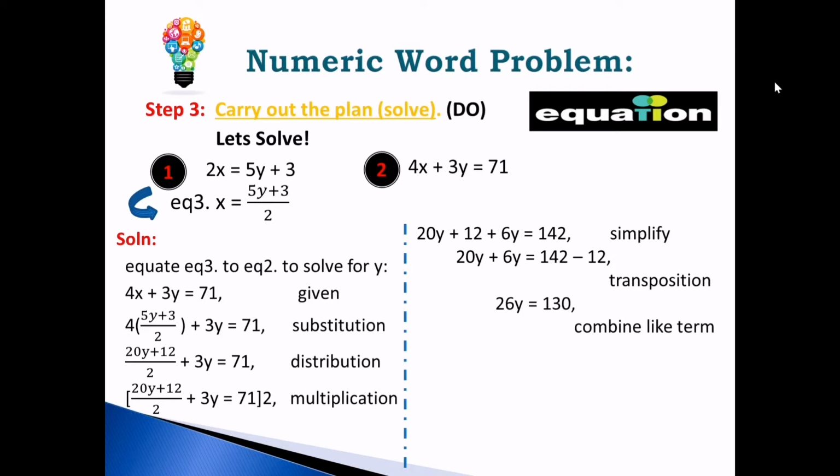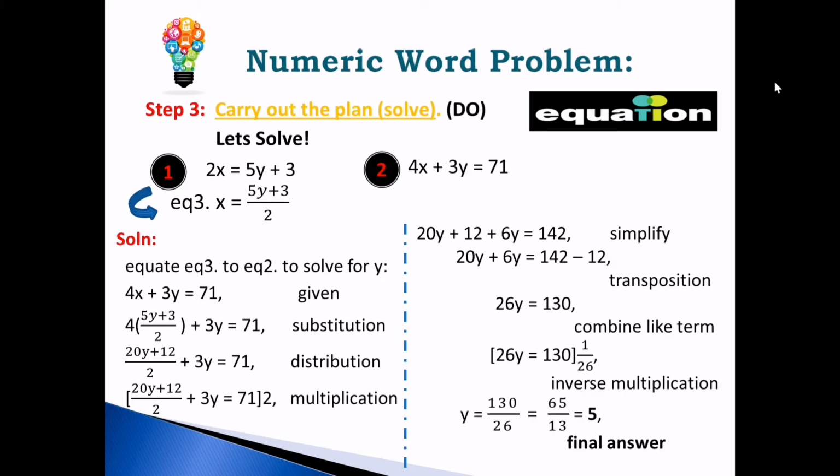Since we are particular with the value of y, we divide the whole equation by 26, by the inverse of 26, which is 1 over 26. Then we are able to get the value of y. Here, 130 divided by 26 equals 65 over 13. Over 13 is the lowest term, but 65 and 13 are still divisible by 13. So we have the final answer of 5. In this case, we are able to solve the value of y.